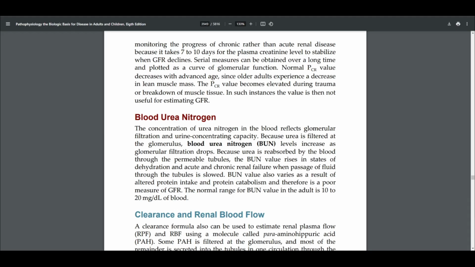Your normal plasma creatinine value decreases with advanced age, since older adults experience a decrease in lean muscle mass. The value becomes elevated during trauma or breakdown of muscle tissue. In such instances, the value is then not useful for estimating GFR.